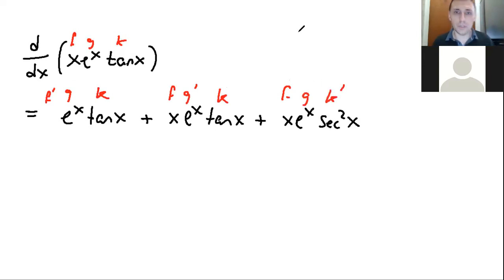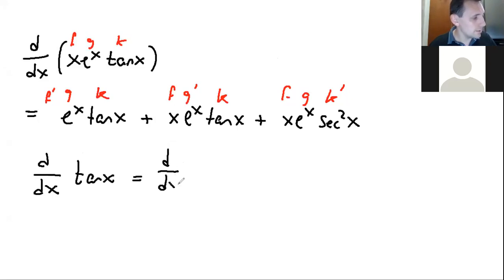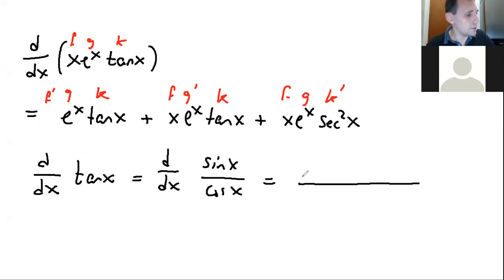If you forget how to, let's say, take the derivative of tangent, you give yourself a side note. The derivative of tangent is the derivative of sine x over cosine x. And if I remember the quotient rule, all I have to do is square the bottom. It's the bottom function squared. Copy the bottom, take the derivative of top, subtract, and the roles are reversed.